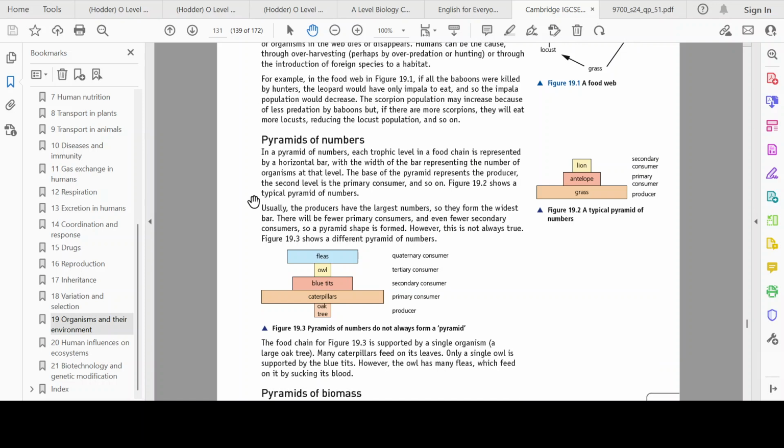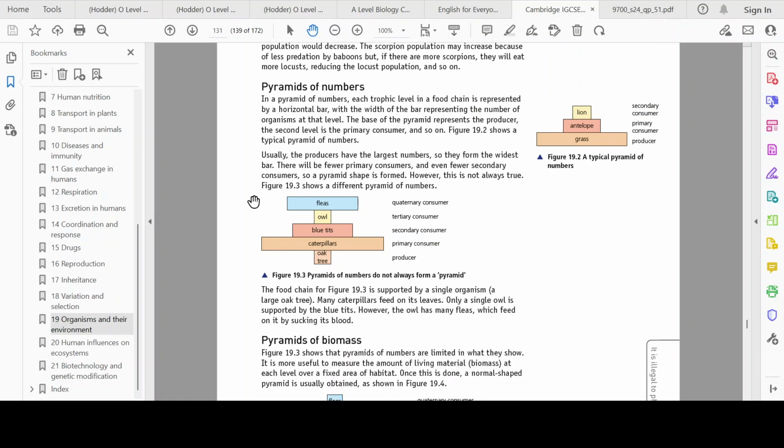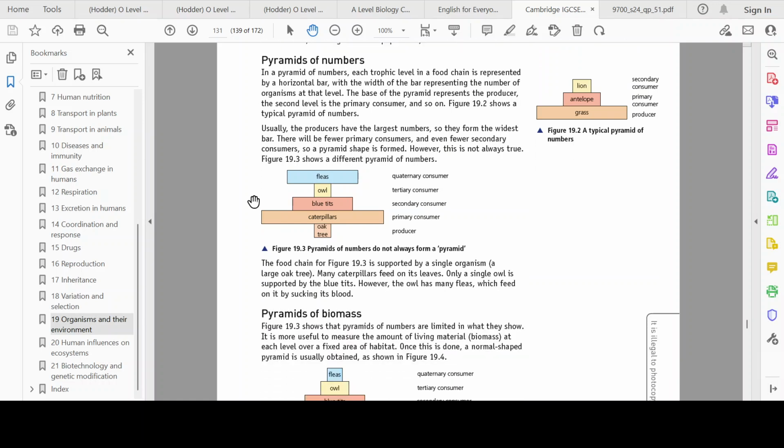Okay, now when we're talking about the different trophic levels, there's this pyramid of numbers, right? You always start from the producer. What the pyramid of numbers represents is how many individuals of a population of that trophic level exist. So typically, a pyramid of numbers looks like this, right?